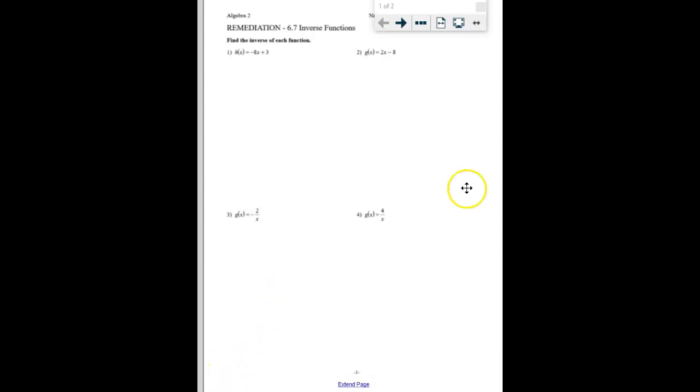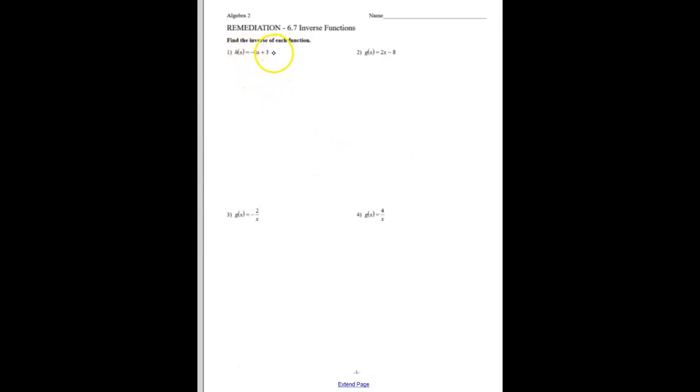So this is a quick refresher on 6.7, which are our inverse functions. And you seem to be trying to complete the remediation for this because you look like you're doing a retake. So I'm going to do a couple of each kind. I just want you to make sure that you know exactly how to do all of these on your own.